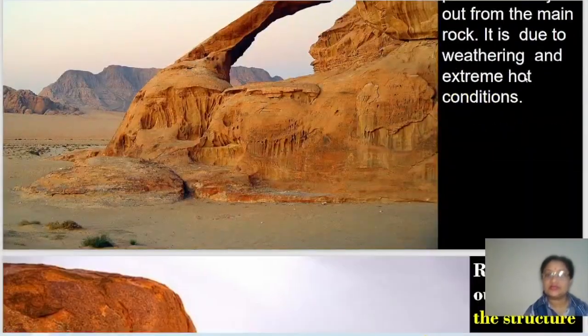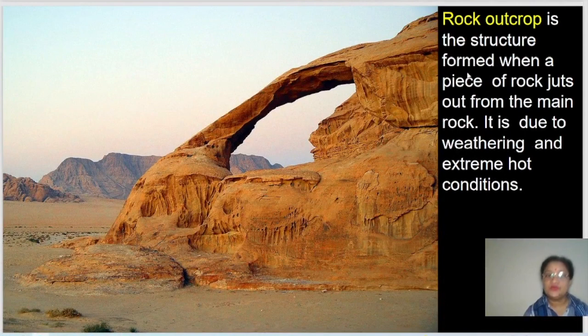Next is the rock outcrop. Okay, due to erosion and weathering, especially at one place, earlier it was covered by soil and all. Now just one rock is visible over the surface, right? Due to basically the weathering work. This type of rock which juts out from the surface is called a rock outcrop, right?